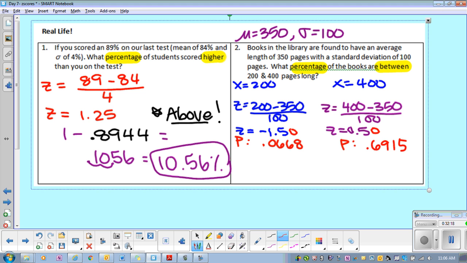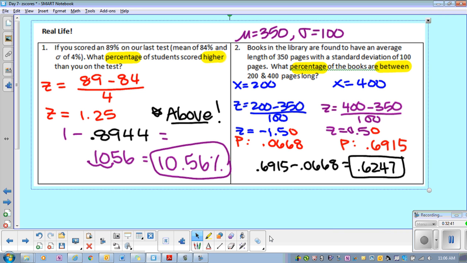And then what do you do to find between, guys? Subtract. Big minus small. And then what do you get? 0.6247. Oh, percentage, excuse me. 62.47%. If you guys remember to do the percentage, great. But I'm not going to count off if you forget. But if you do remember, it's great. All right?